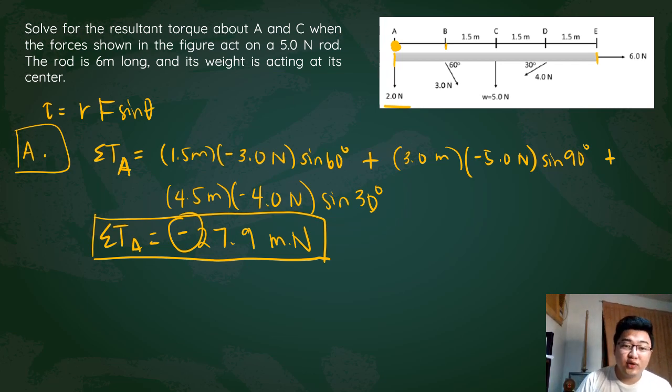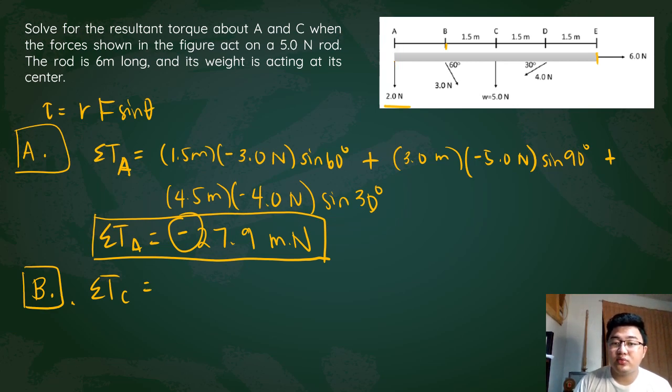We still have to solve for the torque at point C. So it will be the torque if the axis of rotation is at point C. Now we need to look into our values again. So the total torque acting on the object if the axis of rotation is at point C: again, we need to solve the resultant torques on all points.